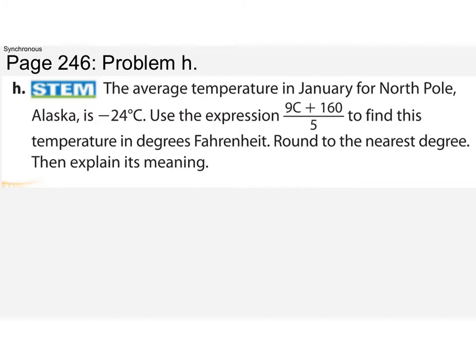Well, this isn't as hard because they give me an expression. So now I just need to reread to see what I do with these numbers here. It says the average temperature in January for North Pole, Alaska is negative 24 degrees Celsius. So I'm seeing that the C here is Celsius. All right, use this expression to find this temperature in degrees Fahrenheit. Round to the nearest degree, then explain its meaning.